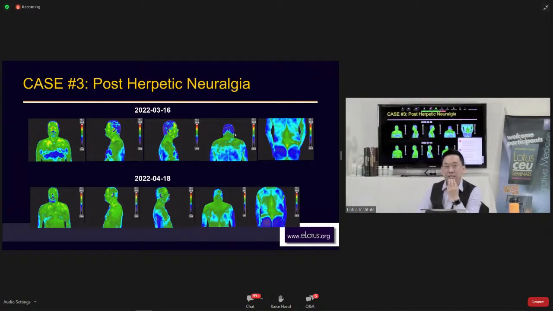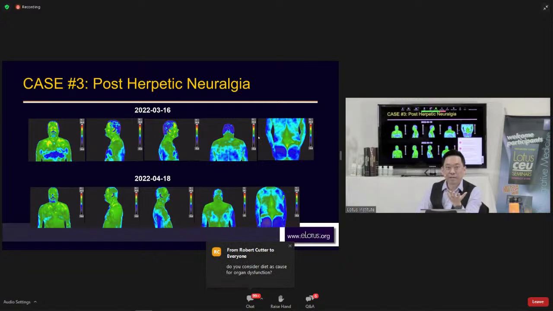So what does that tell us? That tells us it's not a muscle problem, right? Because if it was a muscle problem, it would show up on the scan. So that means it is a cervical spine problem, right? Sometimes the cervical spine issues will not show up on the scan because it's too deep inside. But another thing is, look how cold he is.